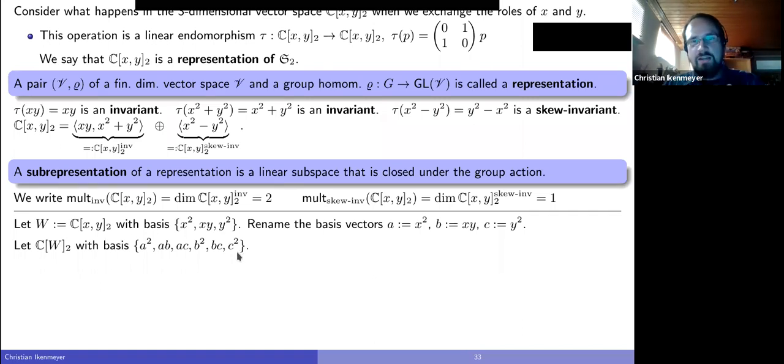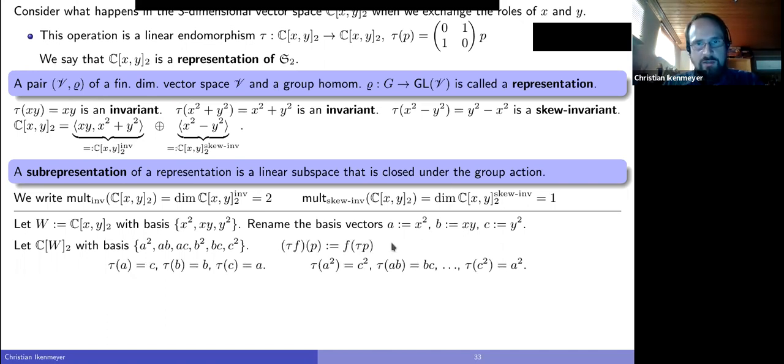And you still have an idea of what it means to exchange the roles of x and y. Because if you exchange the roles of x and y, x squared is mapped to y squared, right? So this means a should be mapped to c, and c should be mapped to a. And b should be fixed. And this is exactly what it is. So formally, this is how you can define it. And this is the resulting effect here.